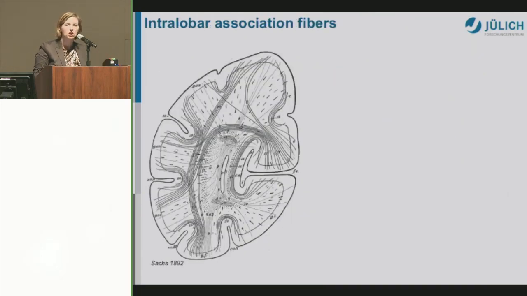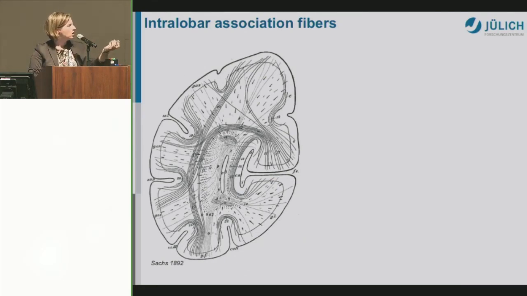Let's now come to the intralobar association fibers. So what's happening within the occipital cortex? So far we only looked at the long-range connections to other lobes. And this is a very old depiction from the end of the 19th century, where different fiber bundles running all the way from the dorsal to the ventral aspect, and within different parts of the gyri and surrounding the sulci, travel through the occipital cortex or through the occipital lobe, connecting different parts of the cortex.